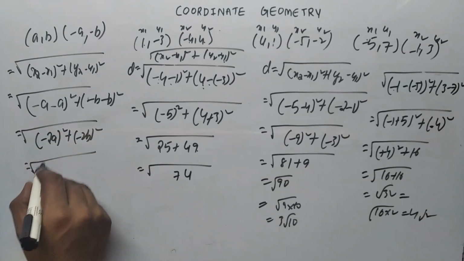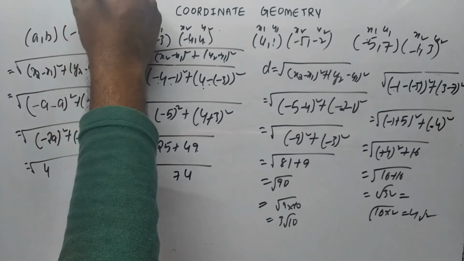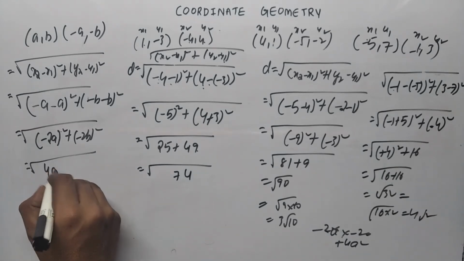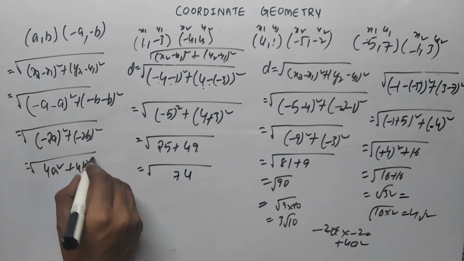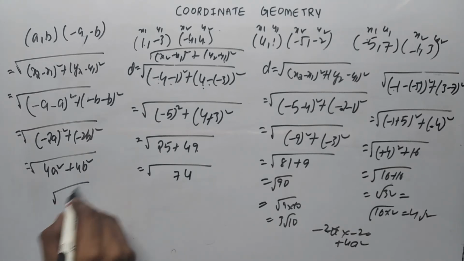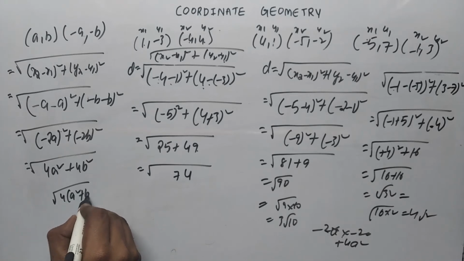So 2 square is 4. So minus 2a, when you multiply minus 2a into minus 2a, minus into minus becomes plus, 4, 2 to the 4, a becomes a square. So we'll get 4a square. Similarly it will be 4b square. We can take 4 common or just write it like this. So you can write root of 4 times a square plus b square. Okay, so this is the answer.